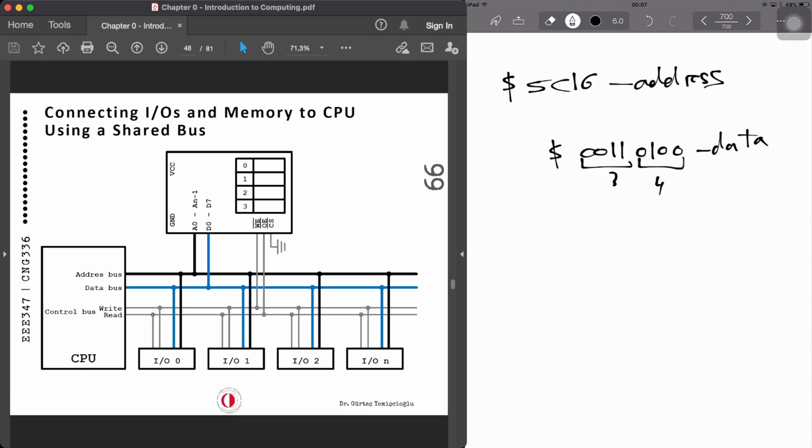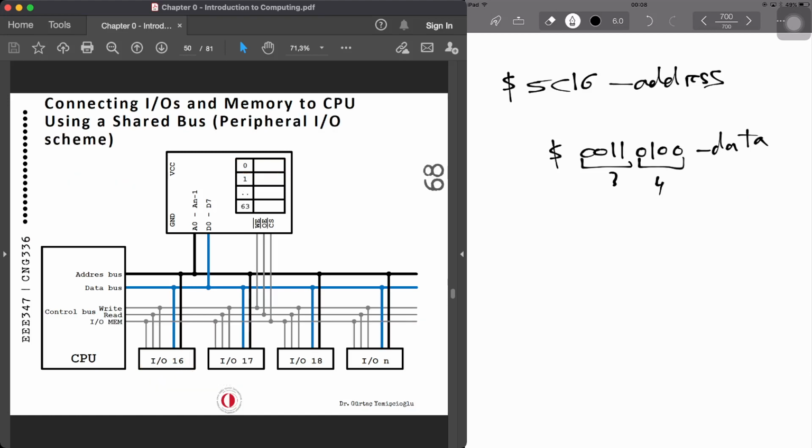Why? Because the I/O address is also 0, and the memory address also has a 0. So how is the CPU going to understand which address to write to? How could we manage it, to write to memory or to write to an I/O? We have to be really careful over here. We have to have some options.